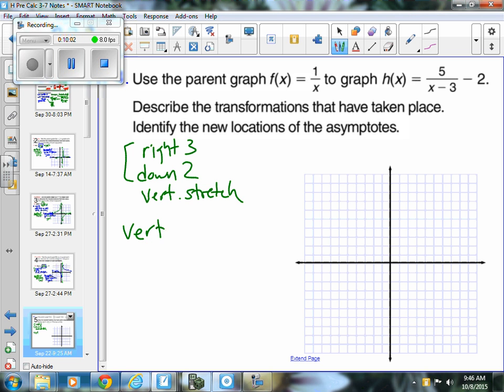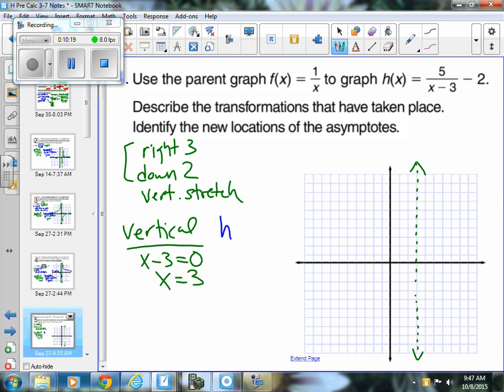All right, so let's talk about vertical. Set the denominator equal to 0. Find your excluded value, which would be when x equals 3. So our vertical asymptote, can't get rid of it, can't remove it, can't divide it out. So we have a vertical asymptote at x equals 3.